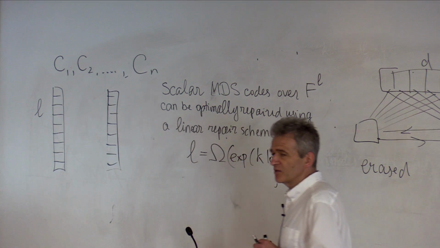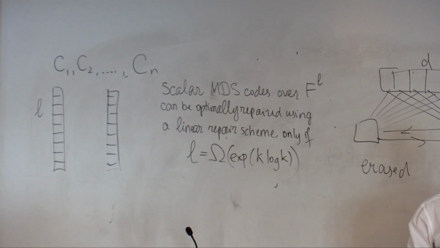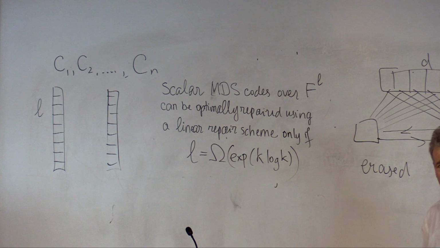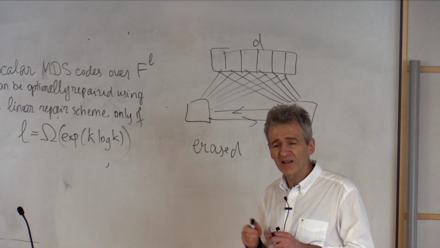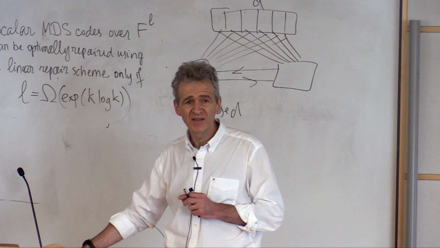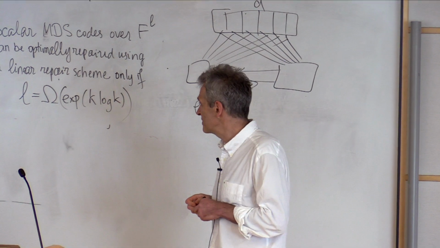So L has to be super exponential, right? It's k to the power k, where k is the dimension of the code. Previously it was n to the k, now it's k. Previously it was e to the k, now it's k to the k. And that is what we pay for being able to optimally repair scalar codes, not vector codes.